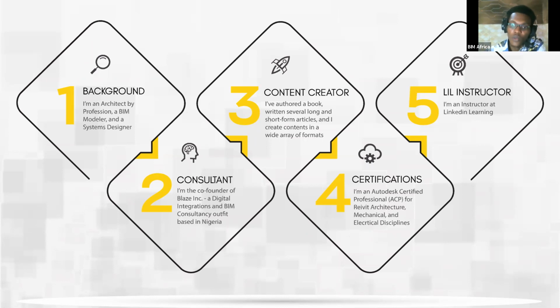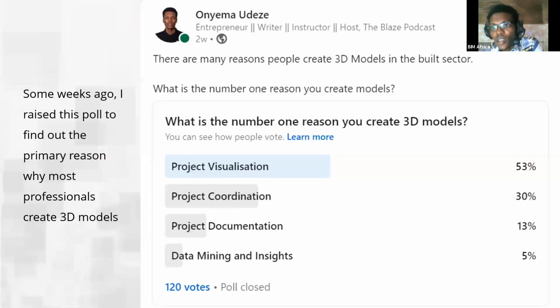Because I tend to use a lot of software, I am also certified in a couple of them. I'm an Autodesk Certified Professional for Revit Architecture and MEP disciplines, both mechanical and electrical. And like I mentioned earlier, I'm a LinkedIn Learning instructor. So that's quite much about me. Like I said, I'll be looking at how BIM can be implemented beyond the design stage.